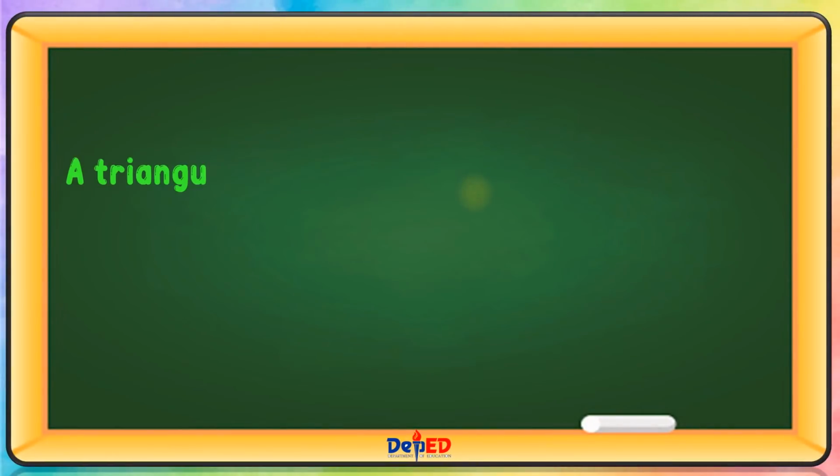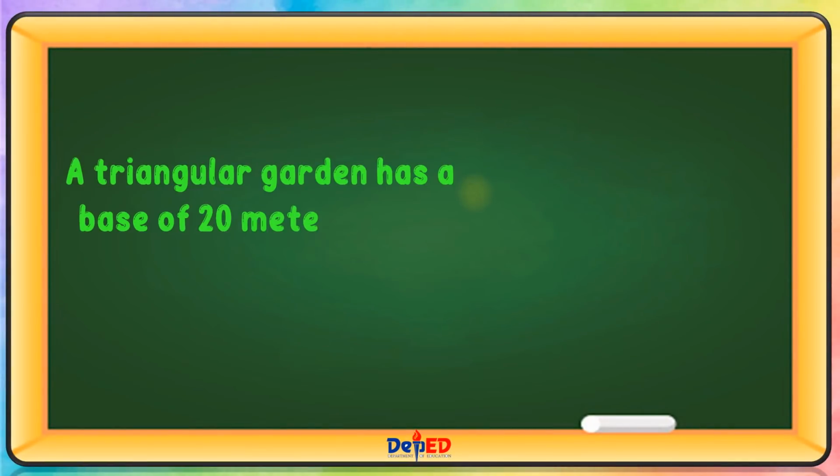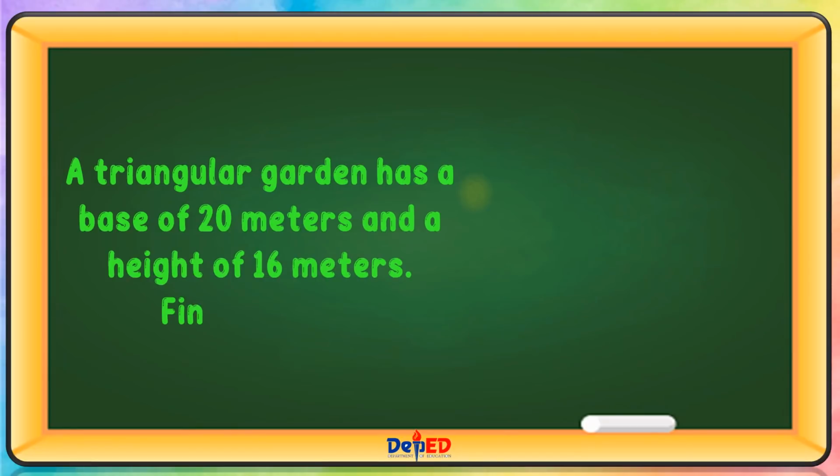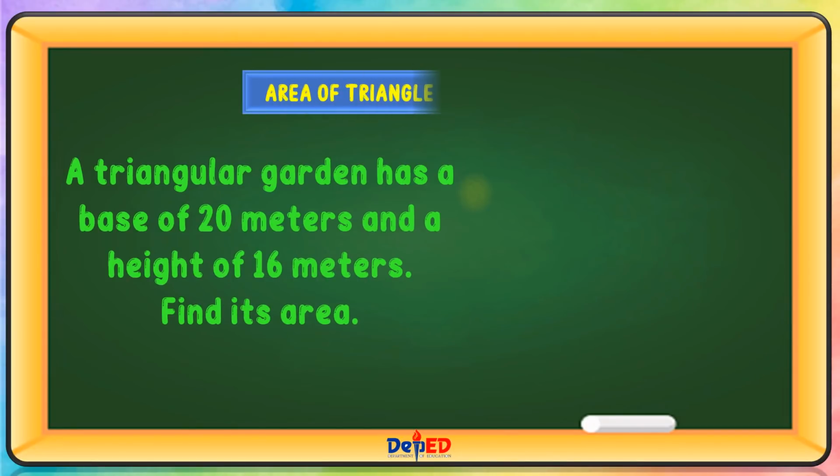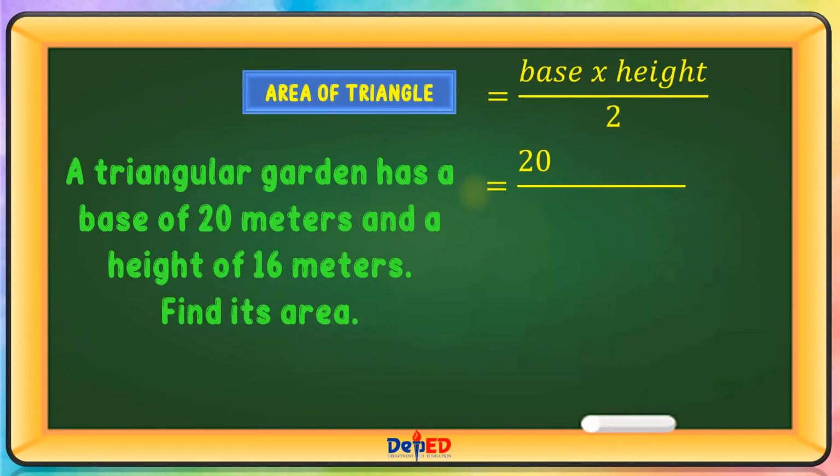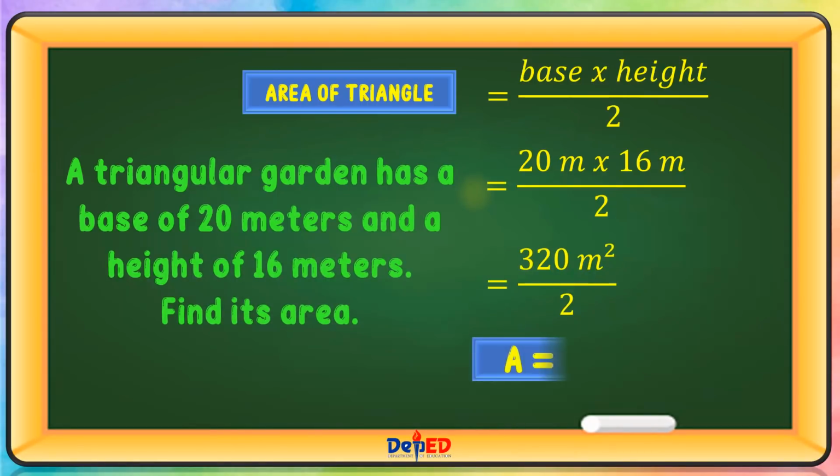A triangular garden has a base of 20 meters and a height of 16 meters. Find its area. Area of triangle ay may formula na base times height divided by 2. Ang ating base ay 20 meters multiply to 16 meters na height divided by 2. 20 times 16 is 320 square meters divided by 2 equals 160 square meters.